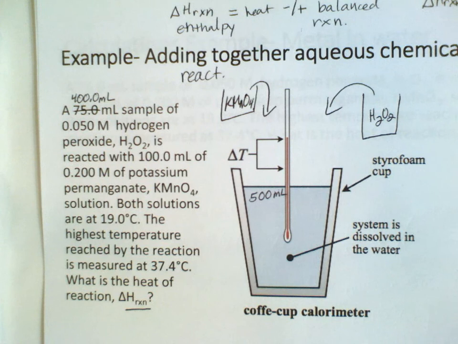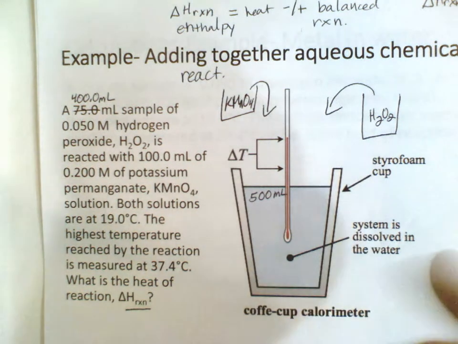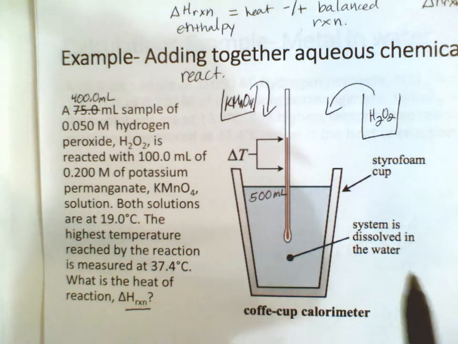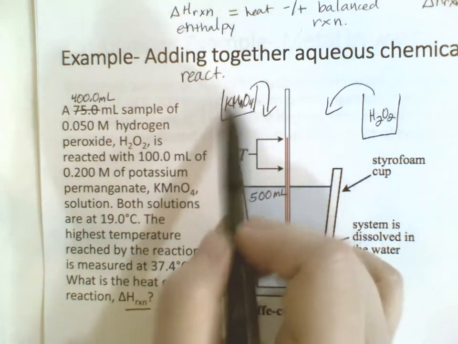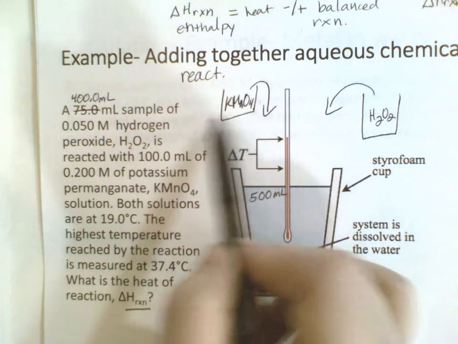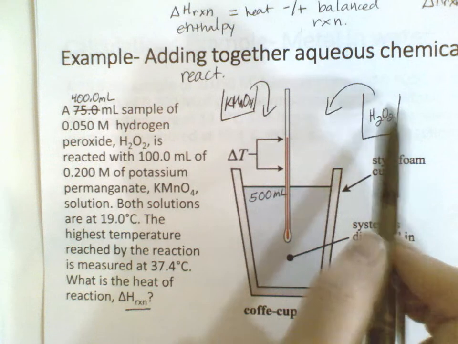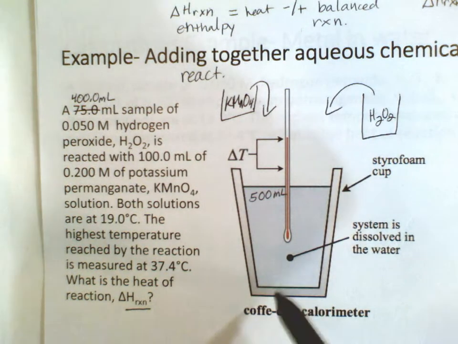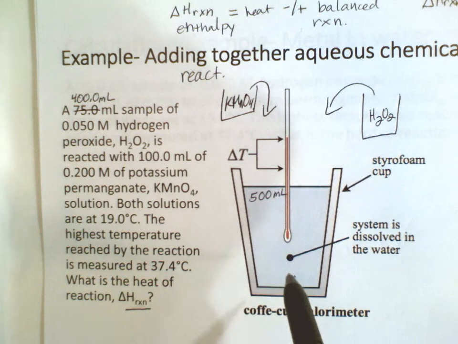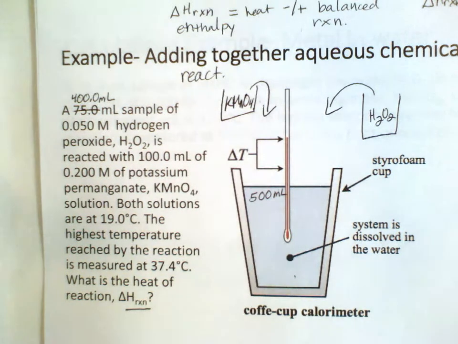Those two chemicals are going to react with each other. Now both of them are dissolved in water. So you've got these chemicals, the potassium permanganate dissolved in some water and the H2O2 in some water. So you're not just adding chemicals together, you're adding water. Now the water is not part of the reaction. It doesn't change at all. So the water is just hanging out and it's allowing the chemicals to mix with each other.